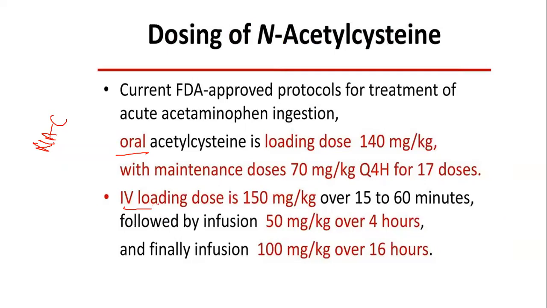With the IV loading dose, we should give 150 milligram per kilogram of NAC over 15 to 60 minutes, followed by an infusion of 50 milligram per kilogram over 4 hours, and a final infusion of 100 mg per kg over 16 hours. So the total dosage of NAC is 300 mg per kg, over approximately 20 hours, which is the approximate time period for managing paracetamol poisoning.